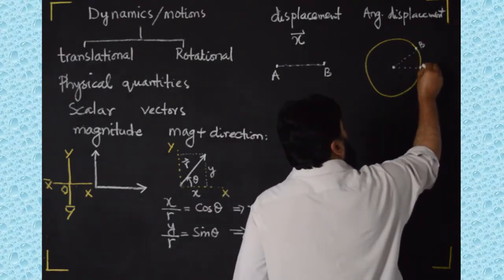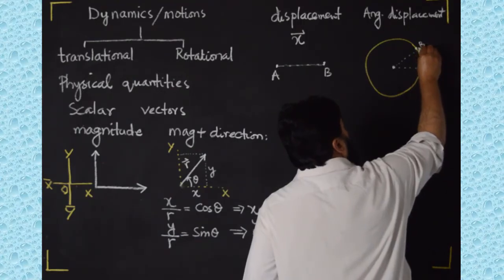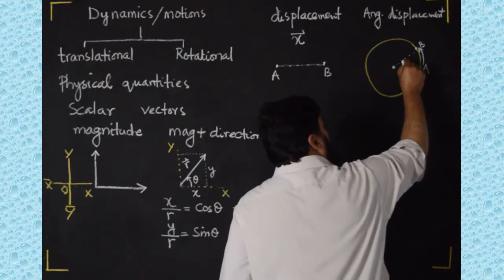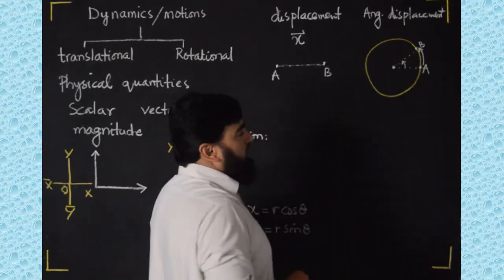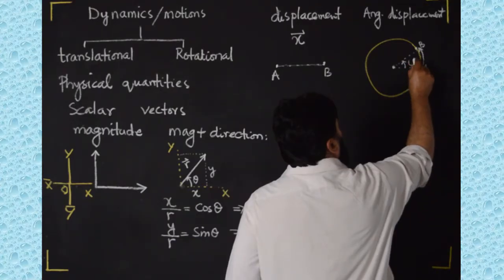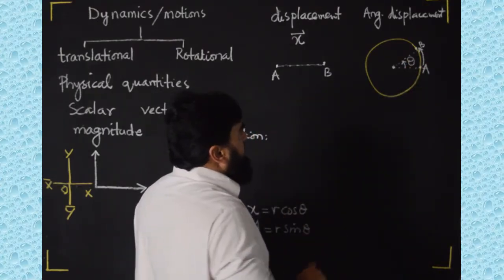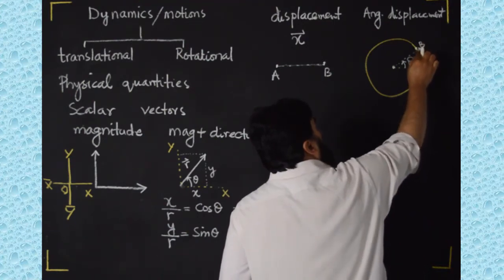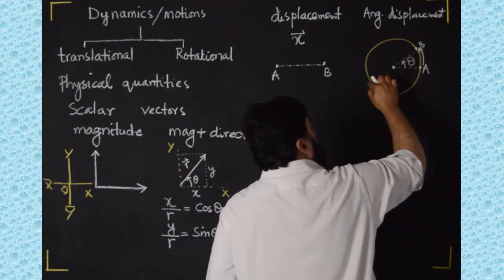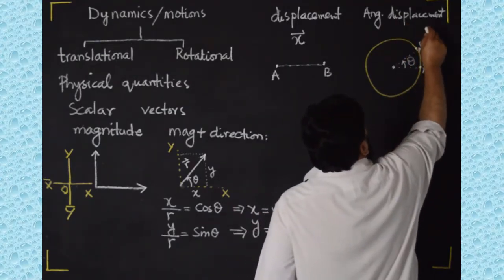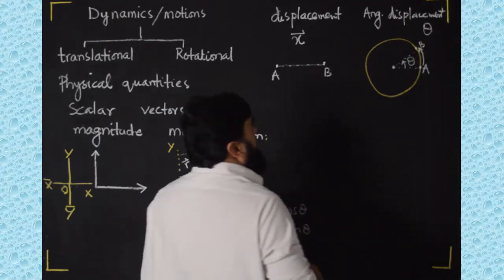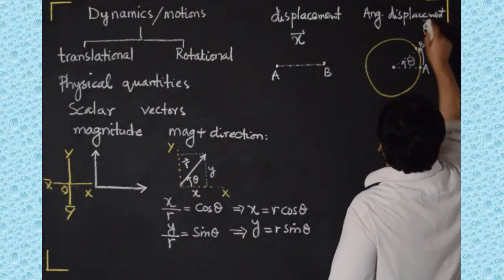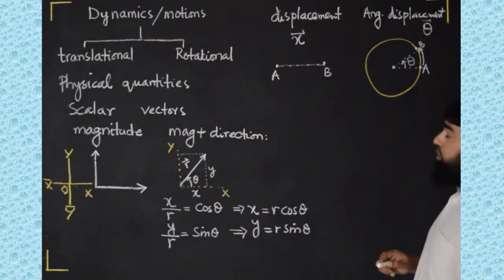So it has moved this much distance, and this is the same as this angle, which is here, and this angle we call theta. This theta and this are the same, meaning angularly it is moving along this circle, and we represent the angular displacement by theta, and it is also a vector quantity.